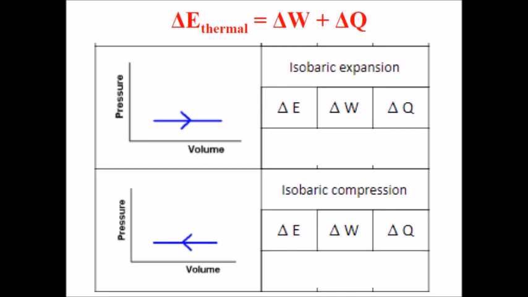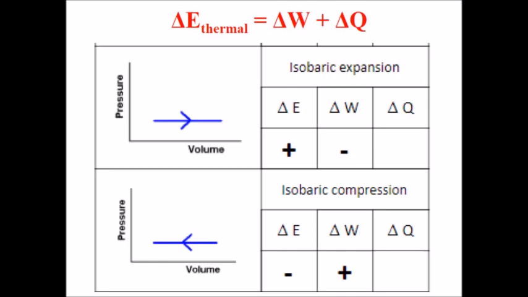We'll start with delta E. Well, delta E is positive for isobaric expansion. How do I know that? You're moving further away from the origin. So isobaric expansion has to have a positive delta E, and you're moving to the right. And we said if you're moving to the right for isobaric expansion, then delta W has to be negative, because the gas is expanding. So delta W is negative.